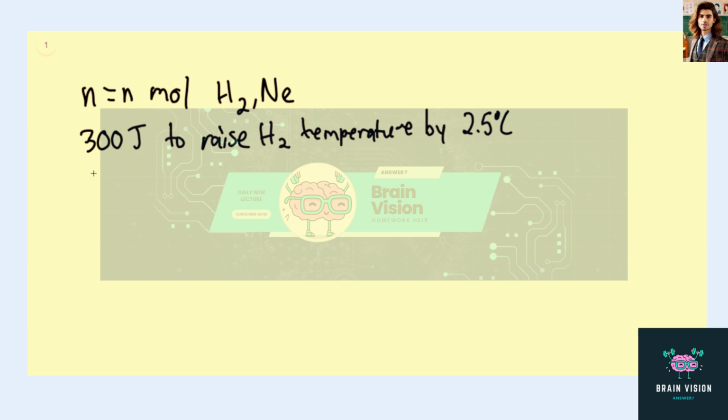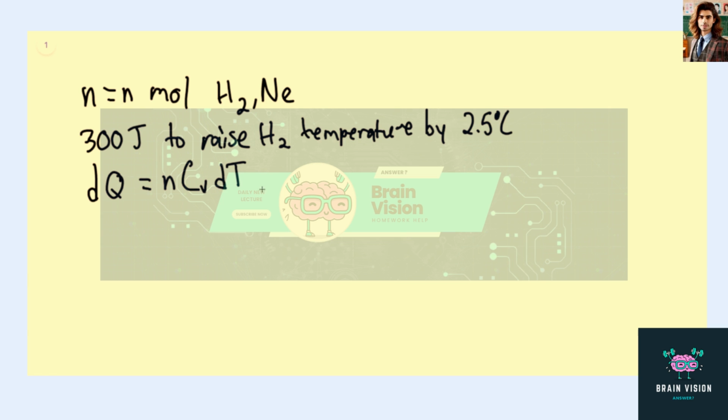So at this point, we can say that dQ equals, and what this formula is saying is that dQ, the amount of heat required to raise the temperature by dT, is going to be equal to n, the number of moles, times the molar heat capacity at a constant volume of that molecule, times dT, the change in temperature.